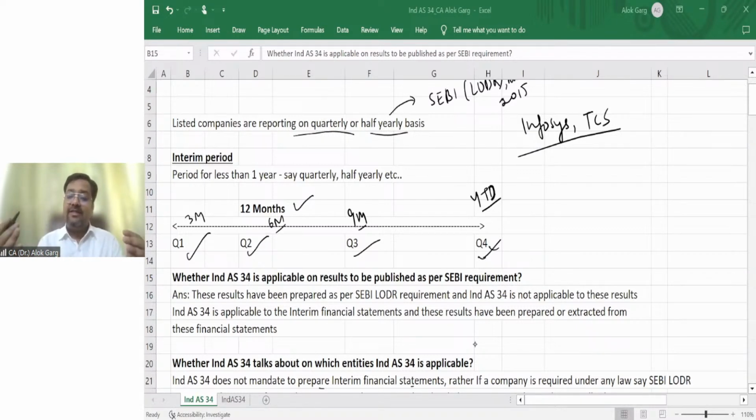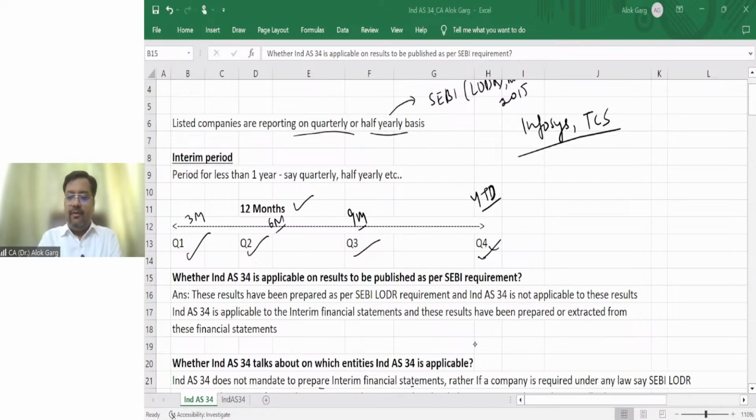So basically, these results have been prepared from the interim financial statement, right? And how will this interim financial statement be prepared? The interim financial statement will be prepared as per Ind AS 34, right? In Ind AS 34, some rules are given according to which these interim financial statements need to be prepared. So let me show you a SEBI result, right?